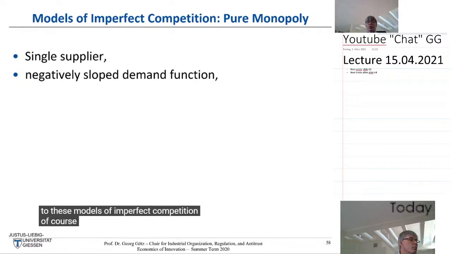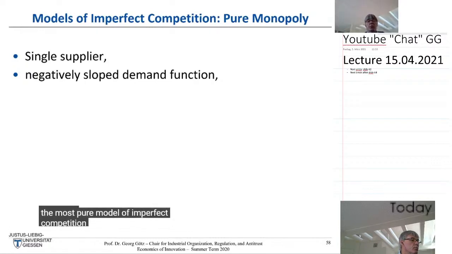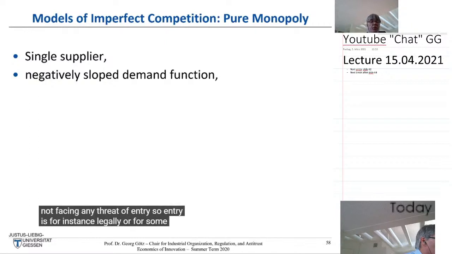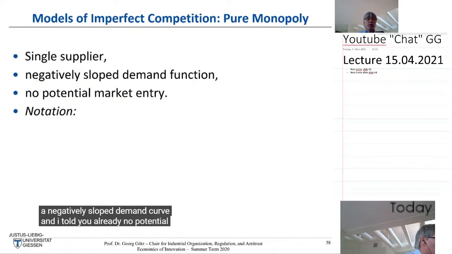Of course, the most pure model of imperfect competition is a pure monopoly, where we have a single supplier not facing any threat of entry. So entry is, for instance, legally or for some other reason banned. This monopolist faces a negatively sloped demand curve, and I told you already, no potential market entry.